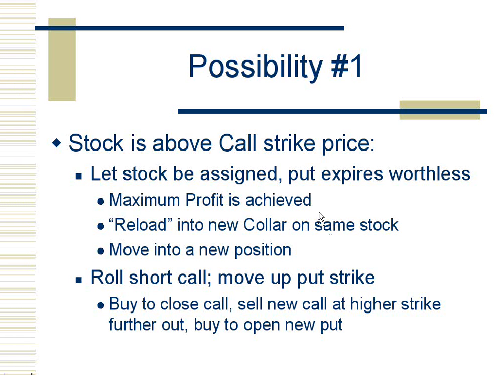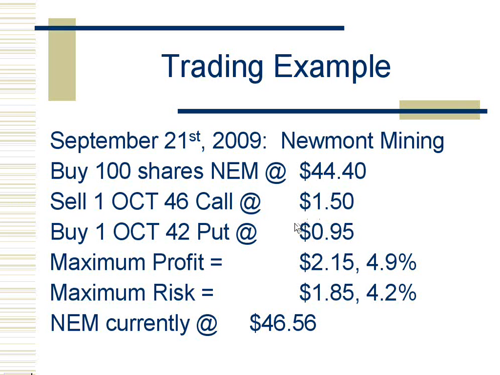Okay, let's take a look at an example. Let's say on September 21st, the day after September expiration, we ran the smart search and we came across Newmont Mining. Newmont Mining was currently trading at $44.40 per share. So I'm going to buy 100 shares of Newmont Mining, NEM, at $44.40 per share. This was on September 21st.